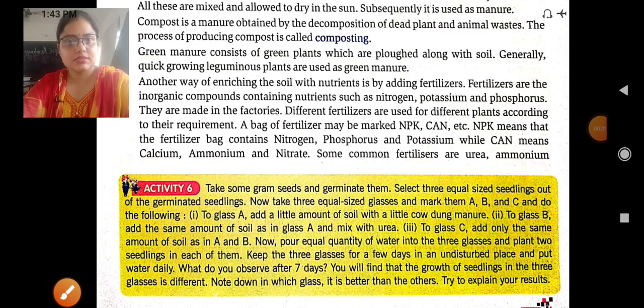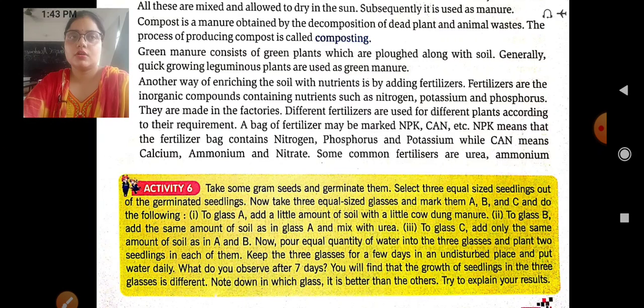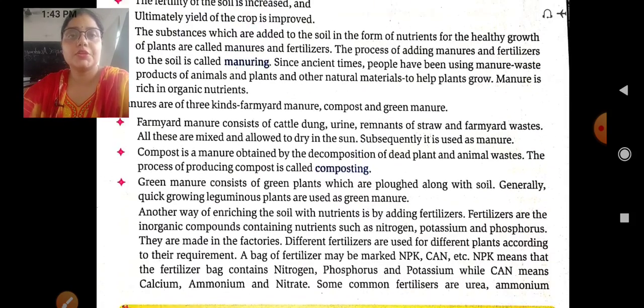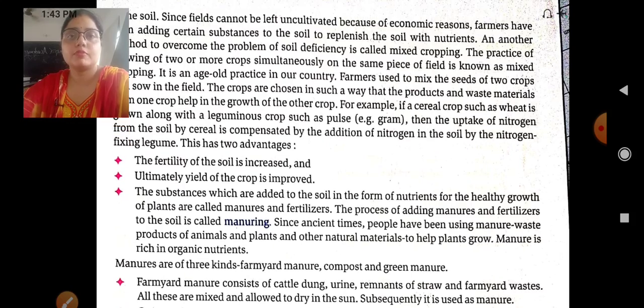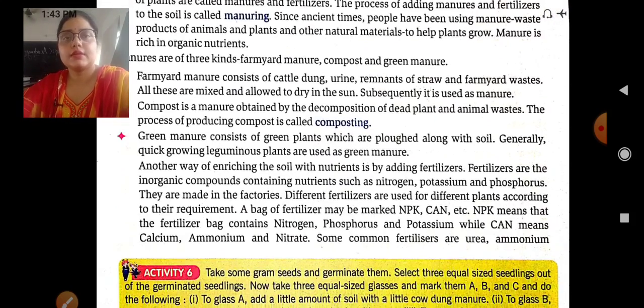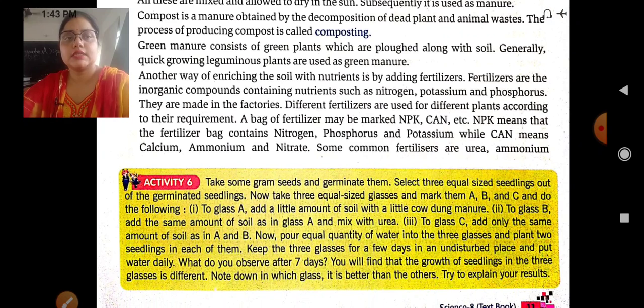Good morning students. Today we are going to start our 8th lecture of chapter number 1, that is crop production and management. Yesterday we completed all the manures topic, the types of manures, all this paragraph. We have read the entire thing.